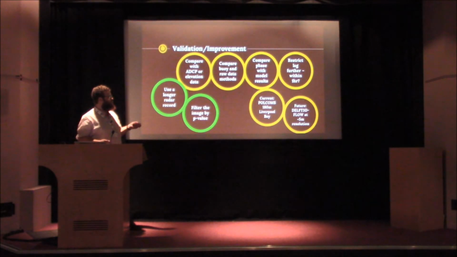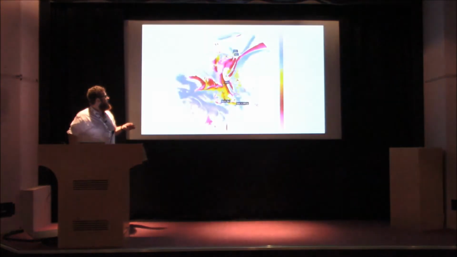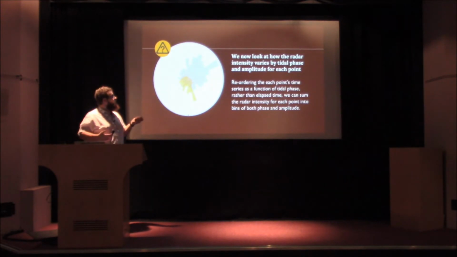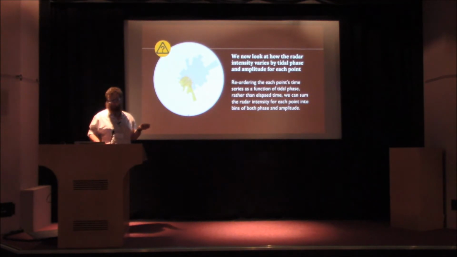How do I pick the one I'm interested in out of this combined signal? I've also, because I'm using a correlation method, I can filter by a p-value and cut out some areas where I'm not so confident. But I'll skip over these. So now, trying to pick out which are the dominant processes in this, I look at how the radar intensity varies by tidal phase and amplitude for each point.